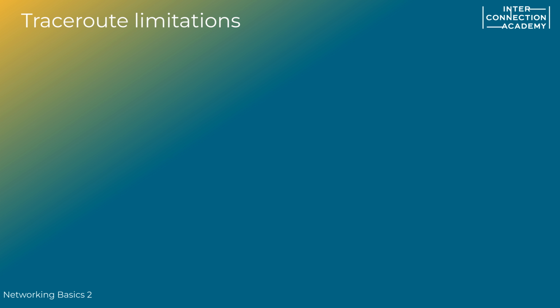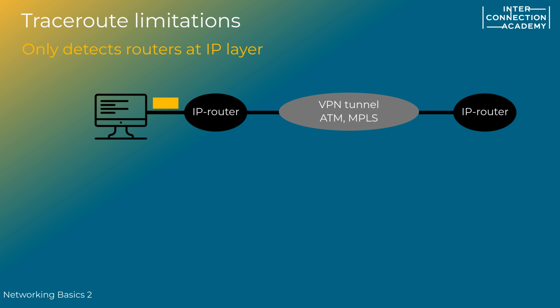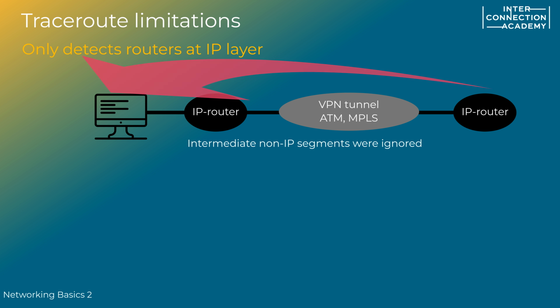However, traceroute has limitations. It only detects devices that decrement the hop limit, that is, routers working at the IP layer. Intermediate non-IP segments, such as MPLS, ATM, or VPN tunnels, remain invisible, even though packets may pass through them.